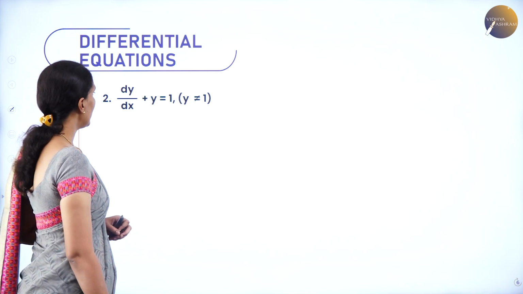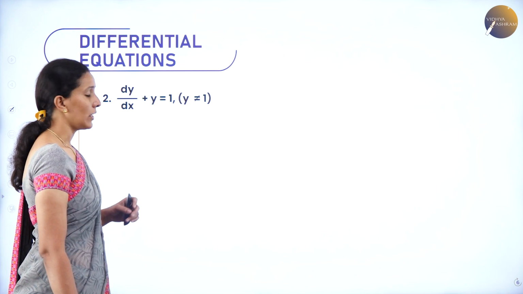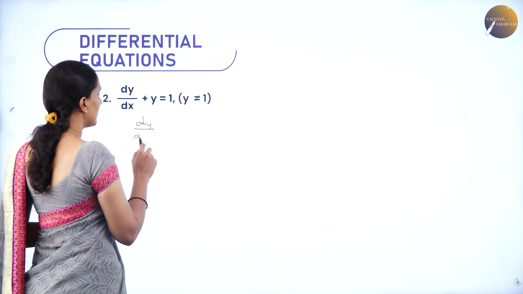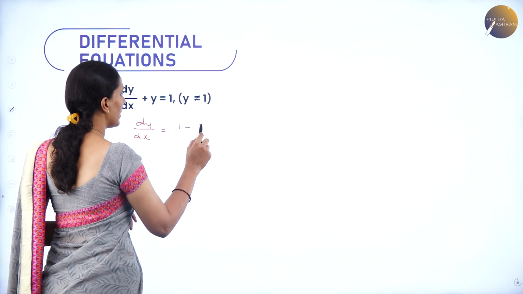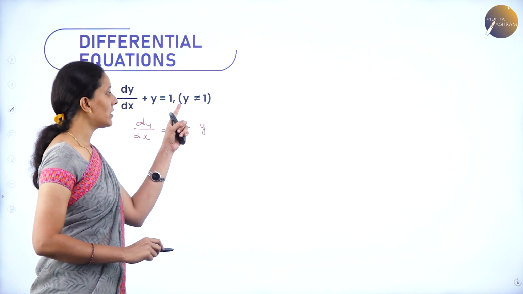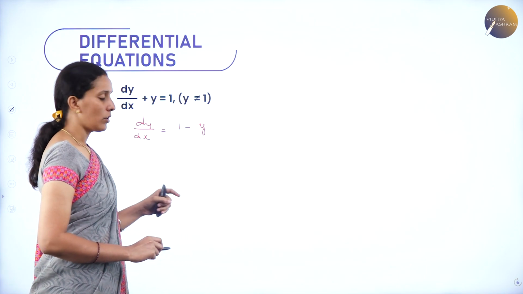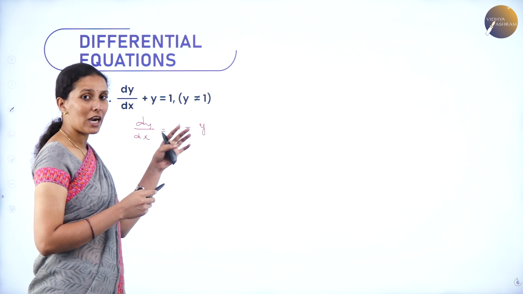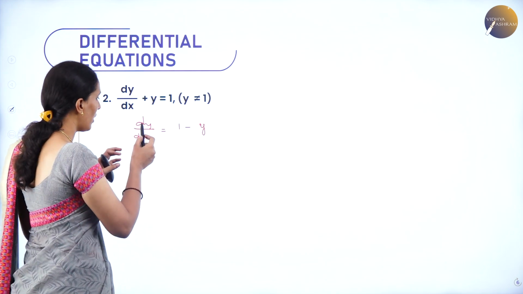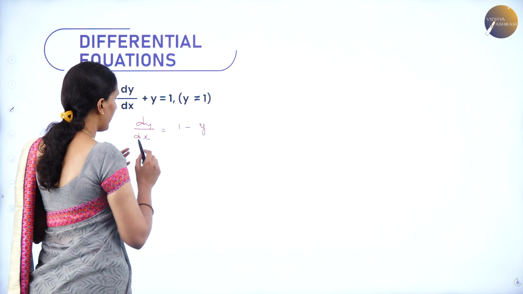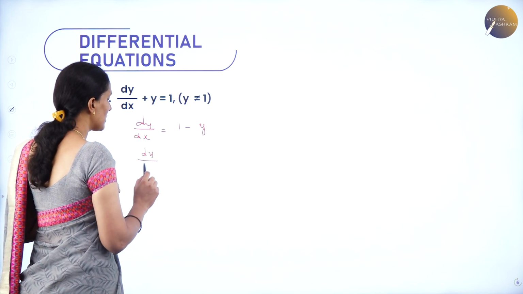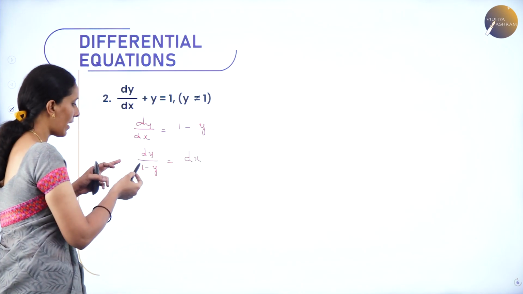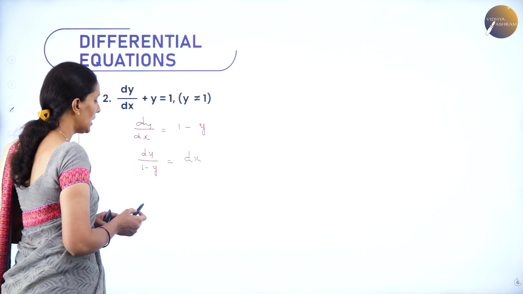Next question, dy by dx plus y is equal to 1. So here dy by dx, I will take it as 1 minus y. So the condition is y cannot be equal to 1. Because if it is equal to 1, then the derivative becomes 0. That means we can't find the general solution here. So therefore here, let me separate y variables on one side and x variables on the other side. So I'll take dy by 1 minus y on one side and dx on the other side.